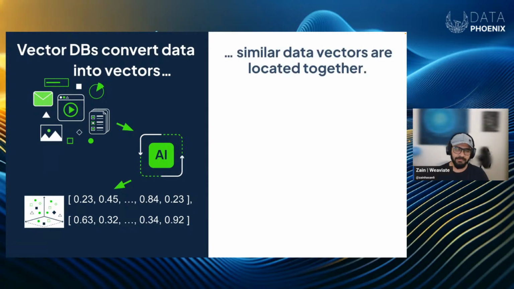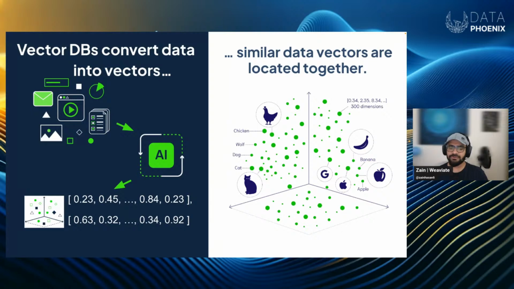The really cool thing about this mapping is that similar data objects, like two emails from your boss or two pictures from your vacation, will have vectors that are closer together, because they are semantically similar, they mean similar things. Every vector is one of these green dots over here.